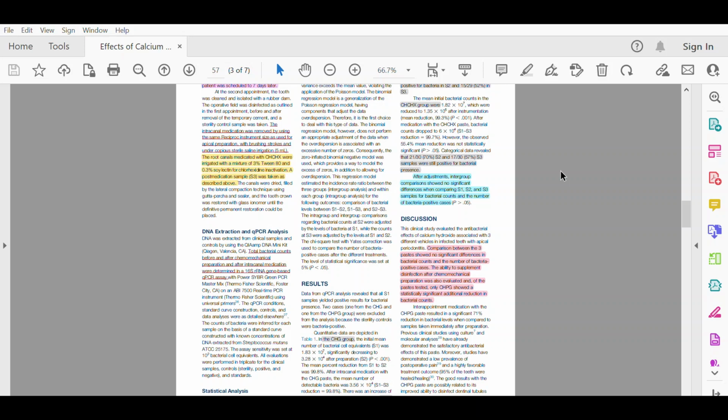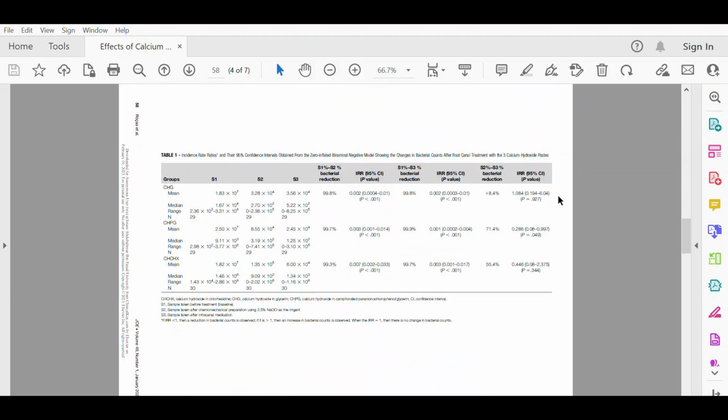So this study showed that the comparison between the 3 pastes shows no significant difference in bacterial counts and the number of bacteria-positive cases. The ability to supplement disinfection after chemomechanical preparation was also evaluated, and of the pastes tested, only the second group, which has camphorated paramonochlorophenol and glycerin, showed a statistically significant additional reduction in bacterial counts.